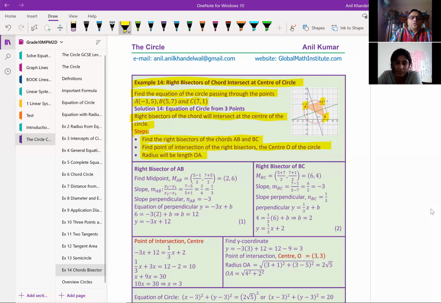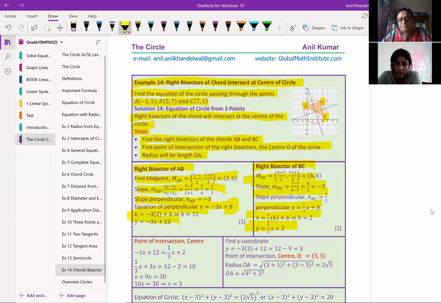So first, right bisector of AB, then the right bisector of BC. To find the right bisector, find the midpoint. Very good. Find the slope. Correct. Perpendicular slope is negative reciprocal. We are calling this a normal. Then the equation of the line, y equals mx plus b. Find the value of b by placing the point on it. Then you get your right bisector equation. Follow the same process to get the right bisector of the second line.